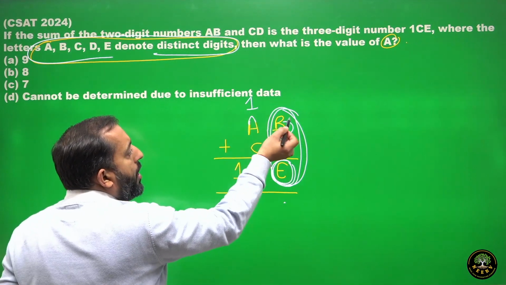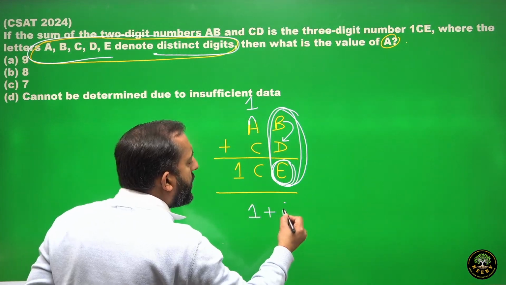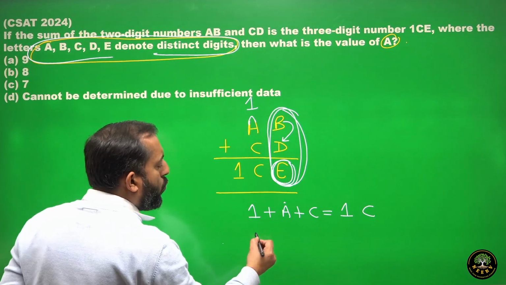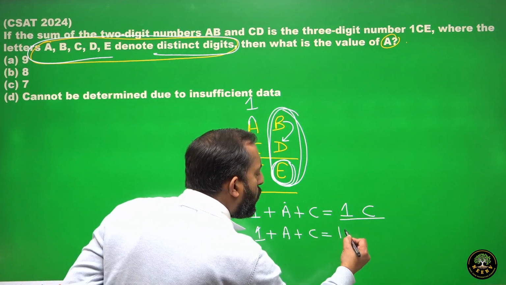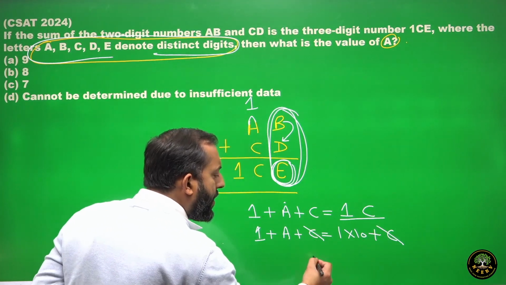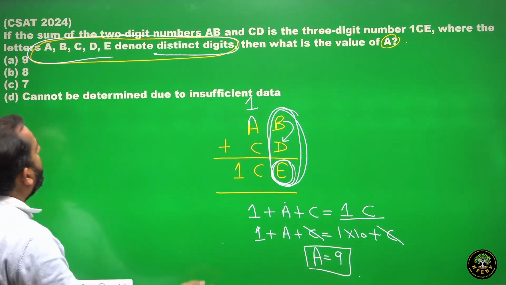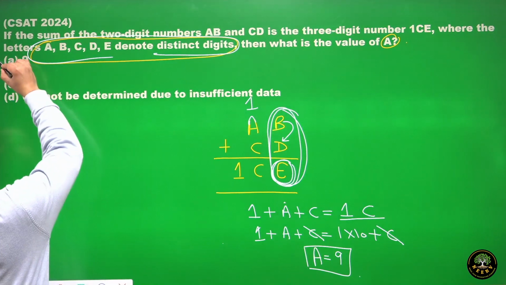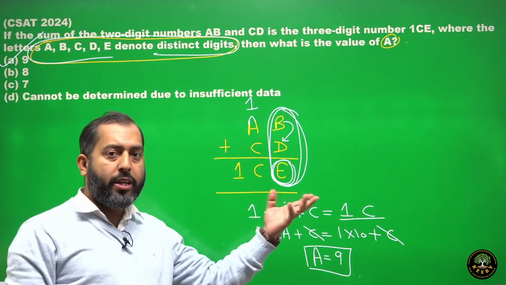Alright. Now, with carry, if we go for this case, the with-carry case, then 1 plus A plus C must equal 1C. So 1 plus A plus C, with 1C written as 1 into 10 plus C. Now C gets cancelled out. If I solve it further, A comes out to be equal to 9. Hence, this is a valid answer here. So we can go with option A. I hope guys this is clear to everyone. Let's move on to the next case.